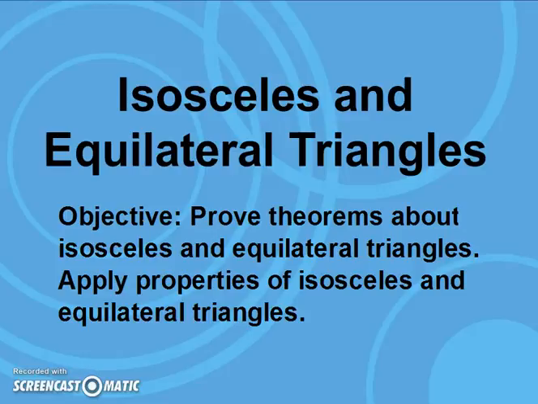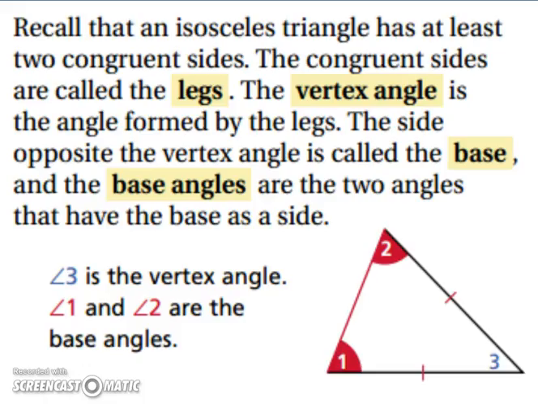Isosceles and equilateral triangles. Our objectives are to prove theorems about isosceles and equilateral triangles, as well as apply properties of isosceles and equilateral triangles. Recall that an isosceles triangle has at least two congruent sides.